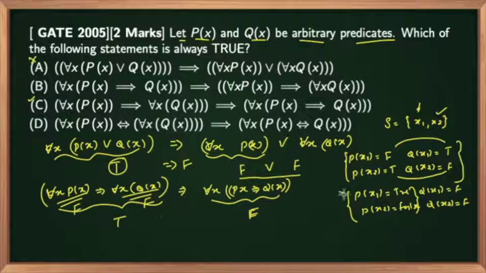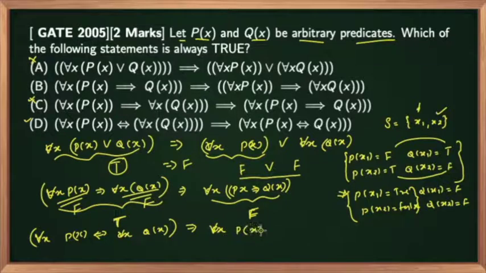So basically, for this truth assignment, from this domain x1, x2, I have a truth assignment such that left hand side is true and right hand side is false. So that means choice C is also wrong. Okay. See the choice D. We have for all x, p of x implies for all x, q of x, right? All implies for all x, p of x implies q of x.